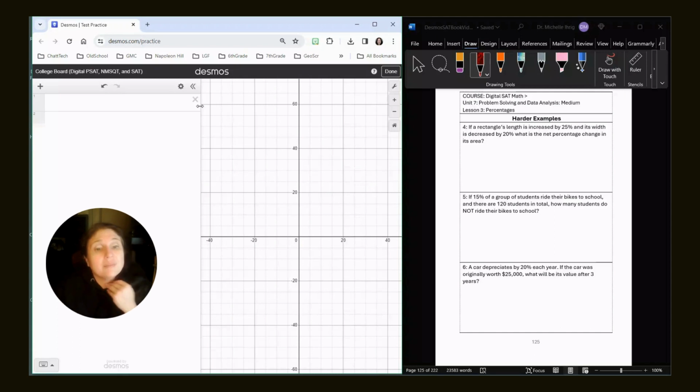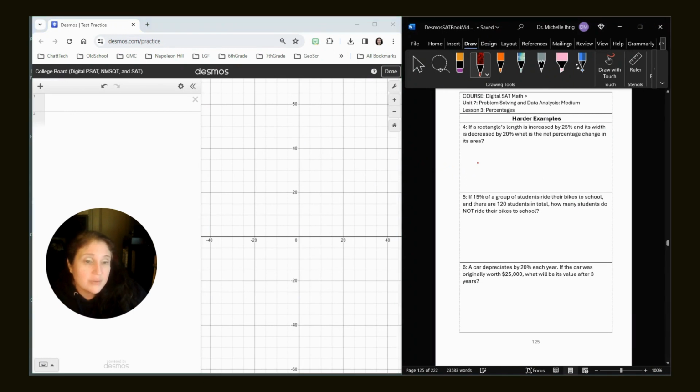Let's look at number 4. A rectangle's length is increased by 25% and its width is decreased by 20%. What's the net percentage change in the area? Well, we know area equals length times width. So basically what's happening is these are going to be constant between the two.